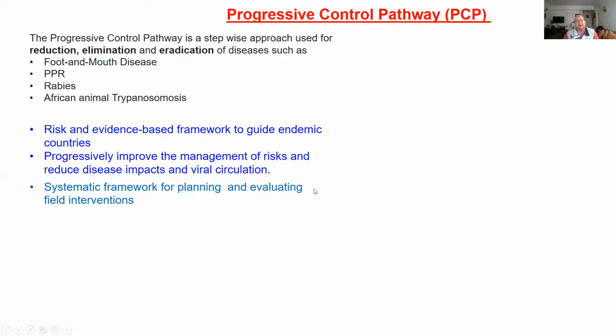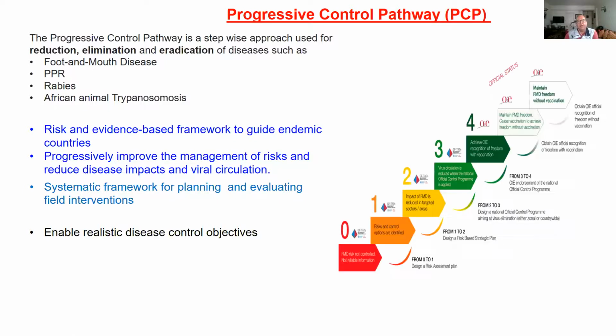This is always a systematic approach for planning and evaluating whether you are going in the right direction or not. It has a provision of evaluating your interventions also. And it is a realistic disease tool. One example on the left side, you can see 0, 1, 2, 3, 4. So there are steps, there are stairs. This is very much an approved OIE FAO tool, and I'll explain giving the example of FMD.